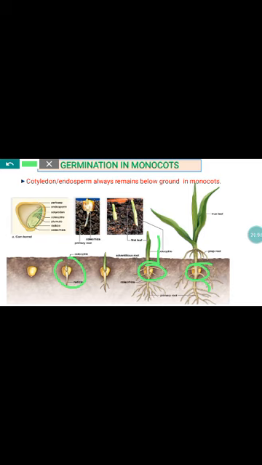Almost all monocots come under this category, but there are some exceptions. Whatever the seed placed for germination, it remains inside the soil alone and never comes out of the soil surface along with the shoot. That is hypogeal germination. All monocots come under this category.